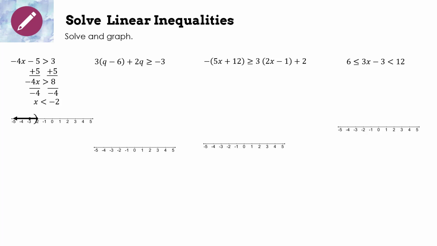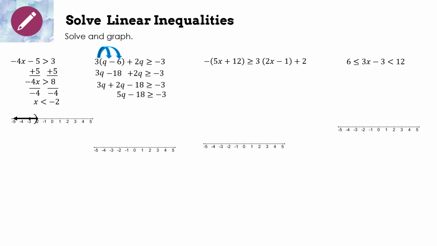Let's look at the next one. 3 times q minus 6 plus 2q is greater than or equal to -3. First, the distributive property. So we're going to take 3 times q is 3q, 3 times -6 is -18, and then the rest of it stays the same. Now we're going to collect like terms. So on the left side, we have the q's. Once again, I like to put like terms next to each other and then simplify. So that's how I get 3q plus 2q minus 18 is greater than or equal to -3. Well, 3q plus 2q is 5q.